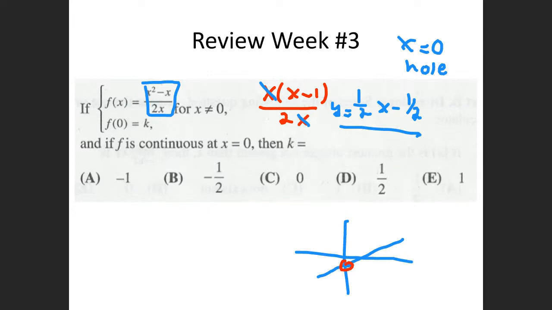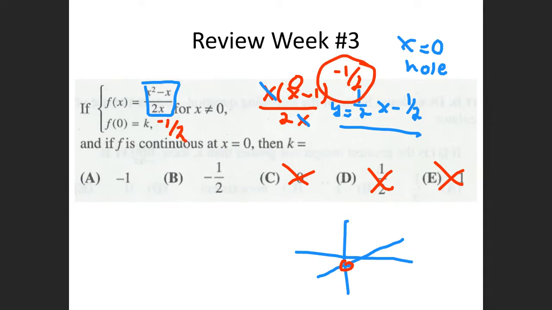Well, just by looking at the answers, I know that it's not this, it's not this, it's not this. Just by looking at my graph, it's got to be either -1/2 or -1, because I know it's below the x-axis. So then how do I fill it in? Well, all I have to do is plug 0 in here. 0 minus 1 is -1 over 2. If k is equal to -1/2, that would fill in this hole, and it would make this a continuous function.